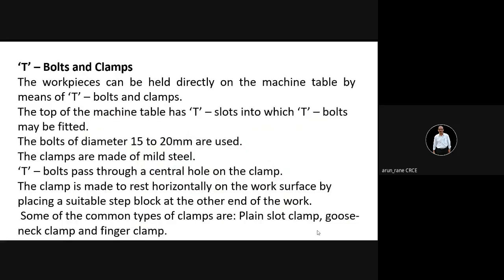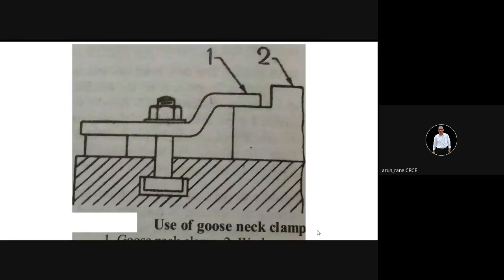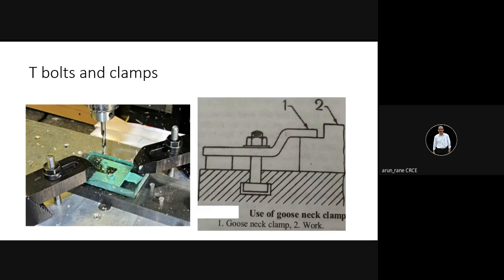This is the theory part about T bolts and clamps. See, this is how your workpiece is clamped on the drilling machine. So these are the strap clamps, and then you have the drilling operation being carried out. All right. I hope it is clear.